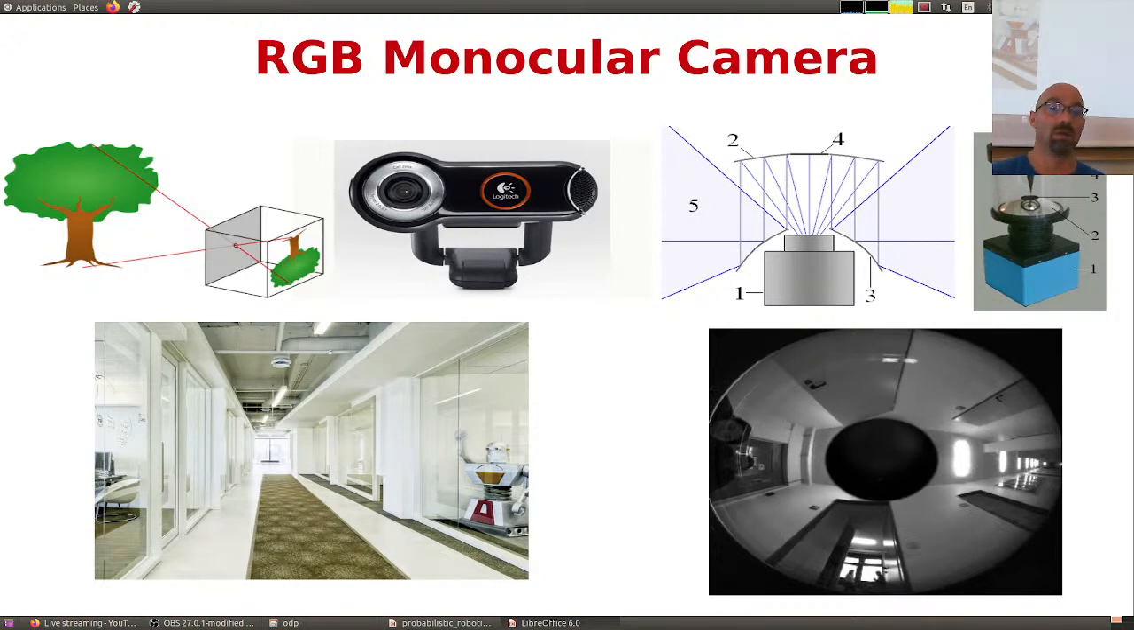For instance, if you mount a mirror in front of a camera, or you look at the crystal ball, the Christmas ball, from the bottom, then you're going to be able to see 360 degrees, right? Because imagine a crystal ball and look at it from the bottom to the top, and then you will see that you're able to realize when the cat enters from the other side. And anyway, they have in common that they are all imaging devices that take 3D data, luminance data, and they project it onto a 2D surface.